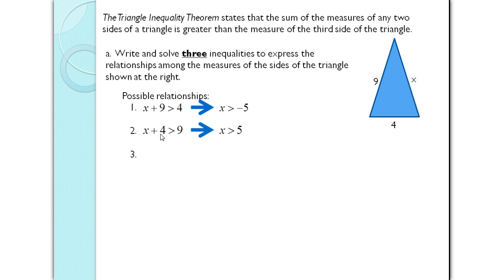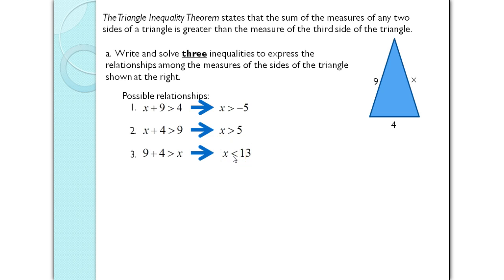My last possible relationship would be side 9 plus side 4 greater than side x. So 9 plus 4 greater than x. Now when I go to solve that, 9 plus 4 is 13. I'm going to write my answer with the variable on the left. So notice that here the inequality sign is pointed towards the x. When I wrote it, the inequality sign is still pointed towards the x.